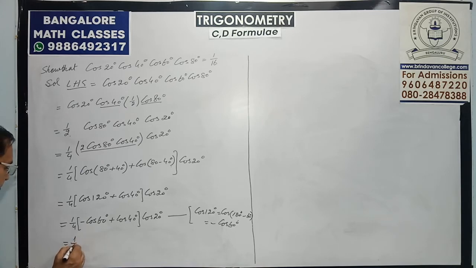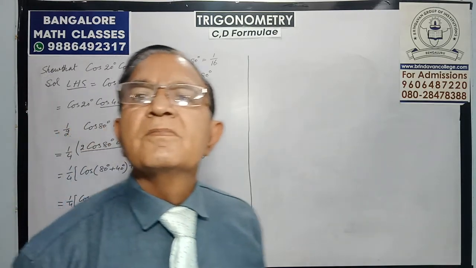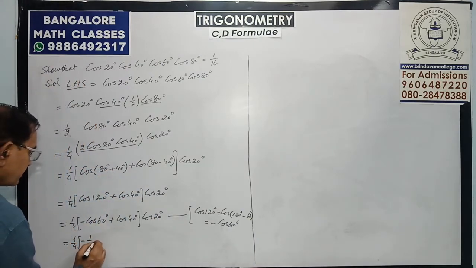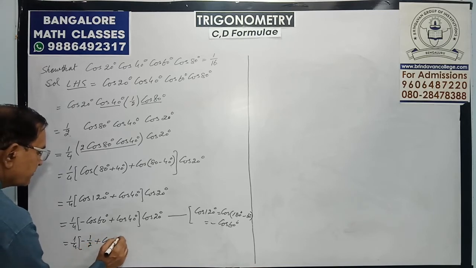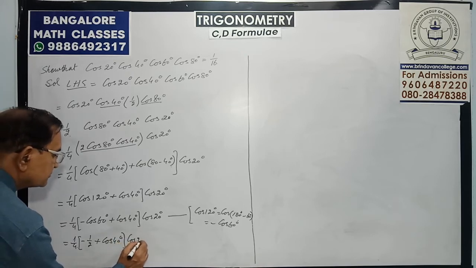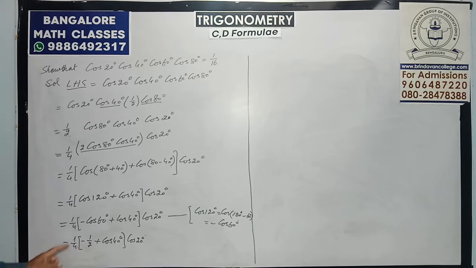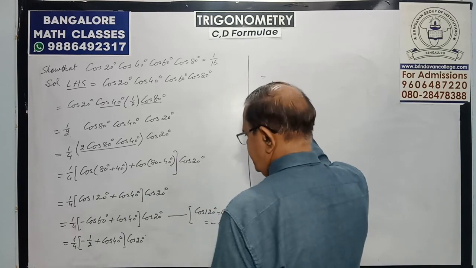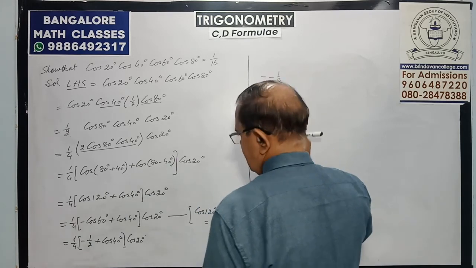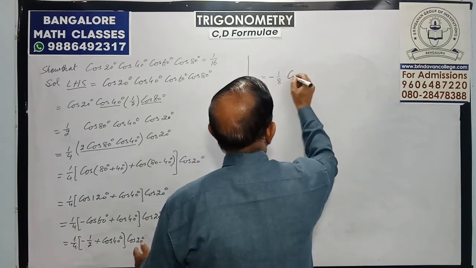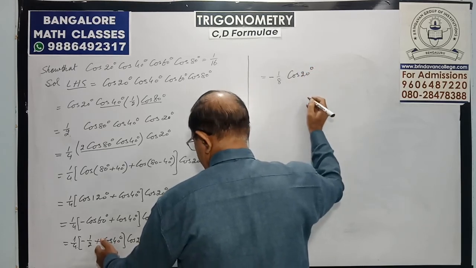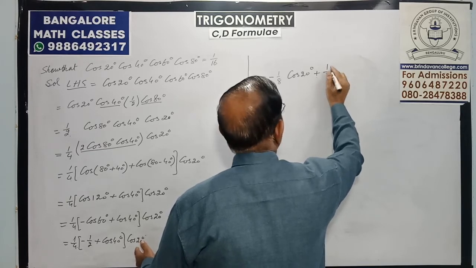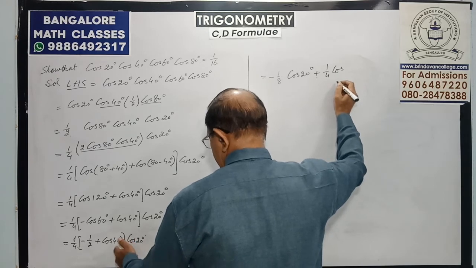So we will get 1 by 4 times cos 60. Value of cos 60 is 1 by 2, plus cos 40, cos 20. Multiply it, we will get minus 1 by 8 minus 1 by 8 cos 20 plus 1 by 4 cos 20, 1 by 4 cos 20 and 40.